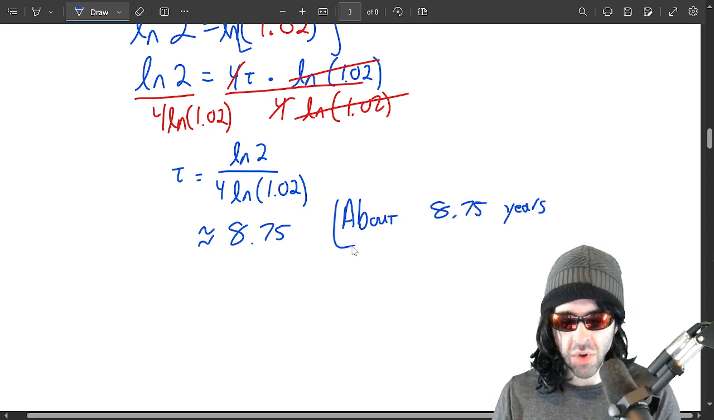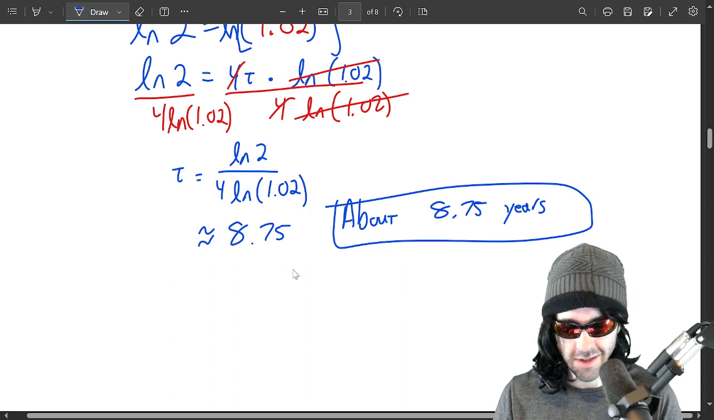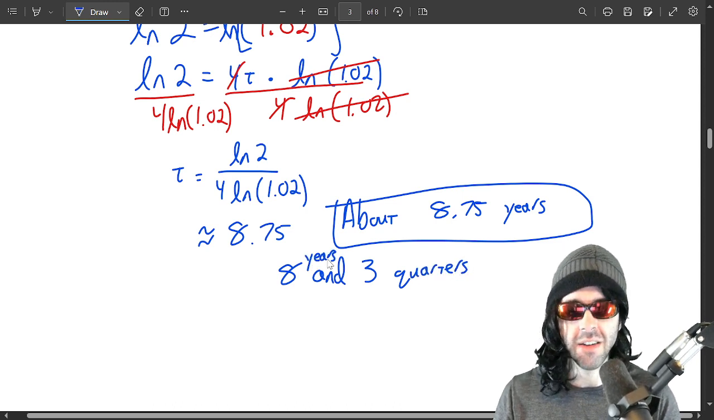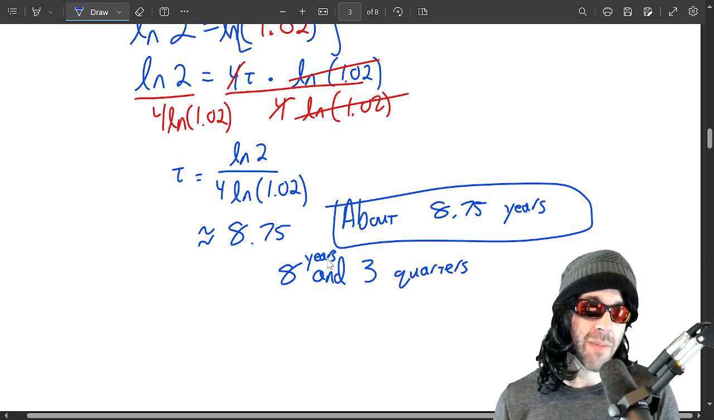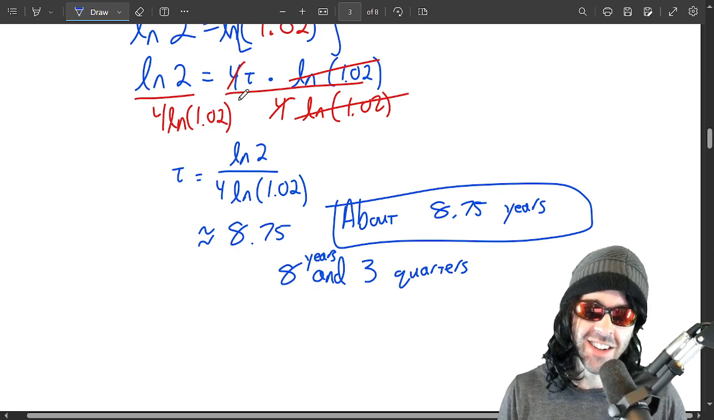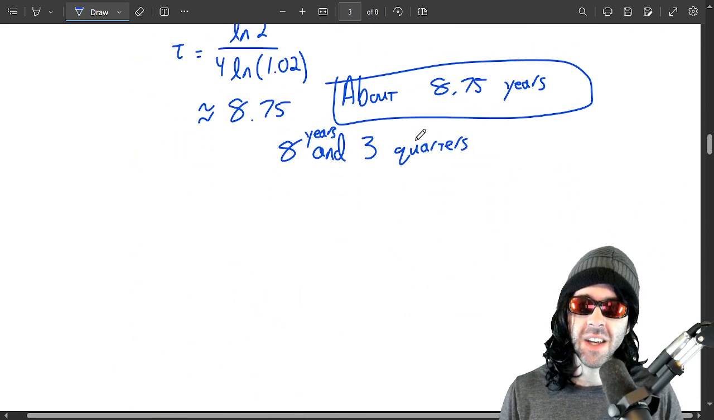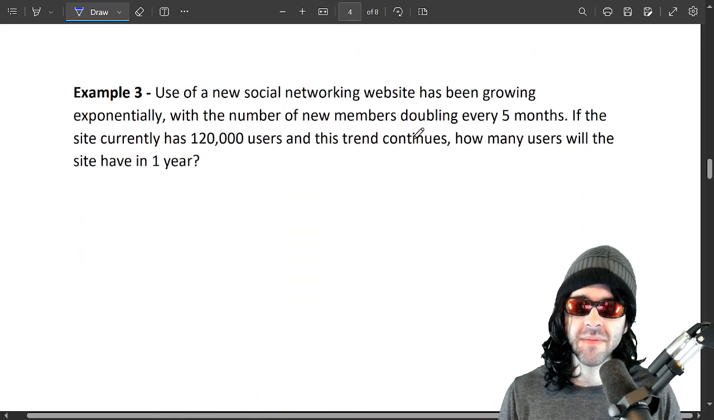Or 8 3/4. 8 years and 3/4 would be a better answer. But they're both fine. Remember, it's compounding every quarter. All right? So that's what we got here. Okay, and that's how we use doubling time.